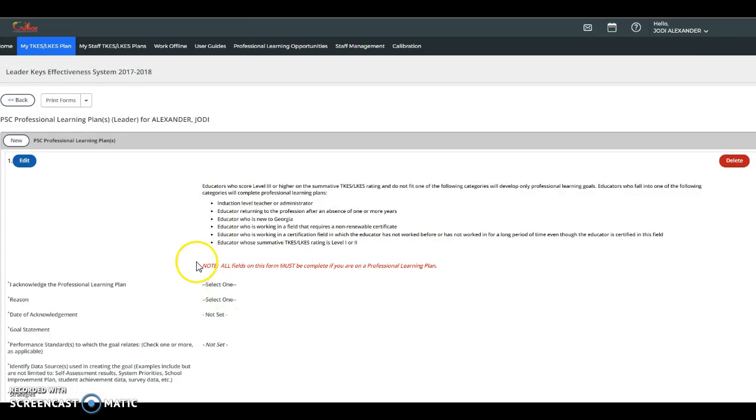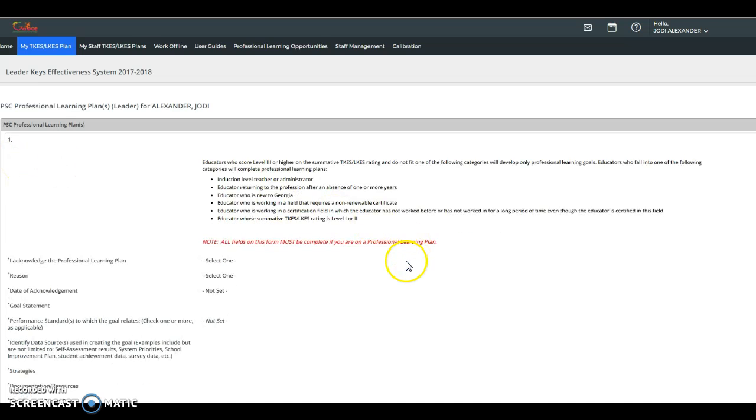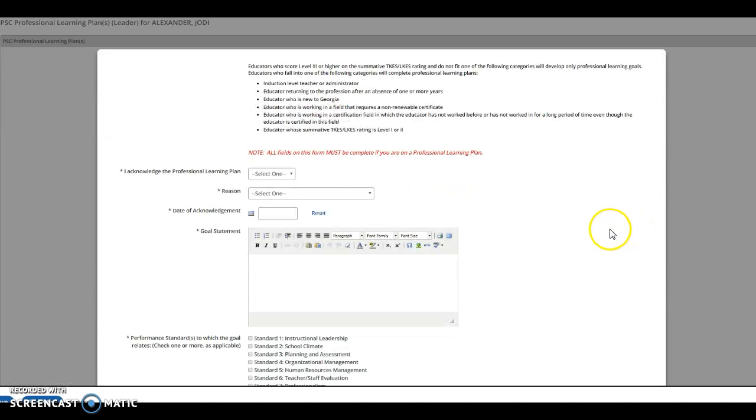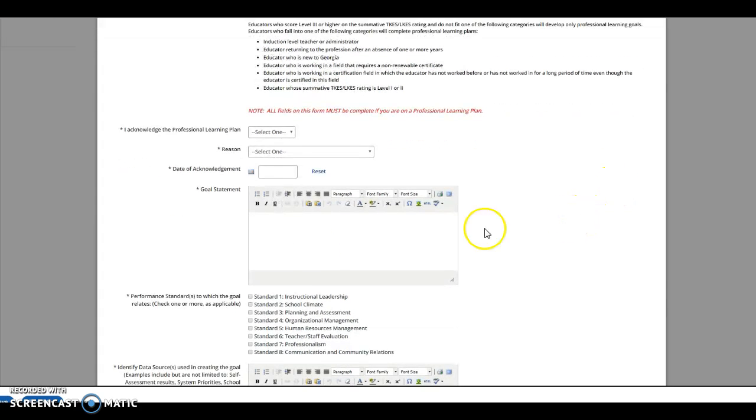In the PLP plan, to write your goal, you would click Edit. Now the biggest problem is that we have all written basically one paragraph. This is how we were able to do it last year. We wrote one paragraph that had everything included in it: the data sources we use, our statement, and how we were going to measure it. We have to break that down into separate pieces this year.